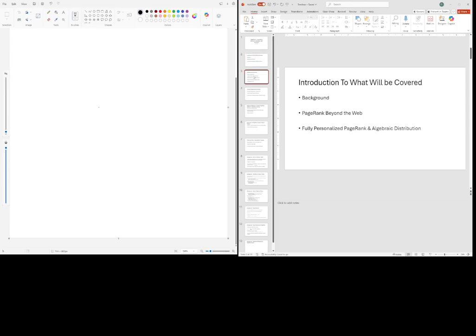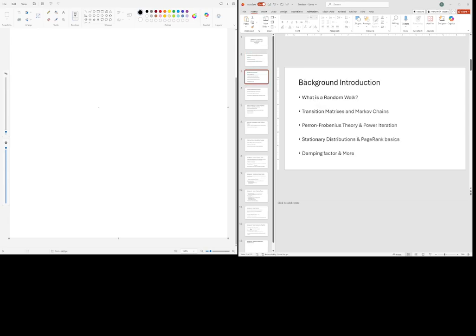In the background section, we will cover what a random walk is, transition matrices and Markov chains, Perron-Frobenius theory and power iteration, stationary distributions and PageRank basics, and then damping factor and more. These are all required to understand PageRank and the variants I will be talking about later.